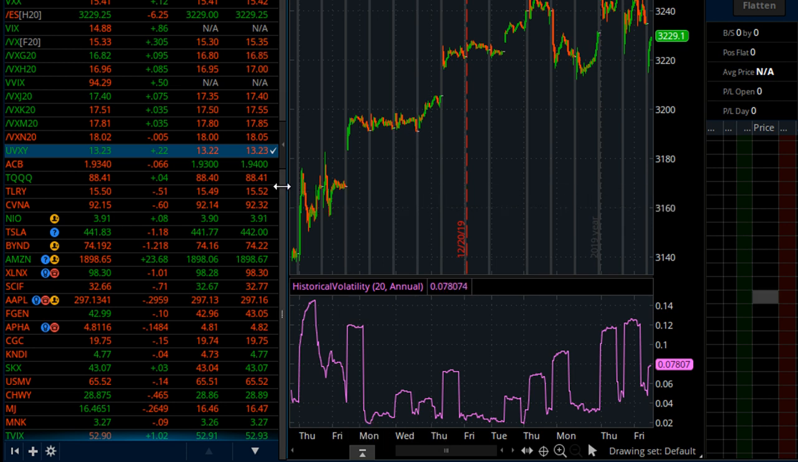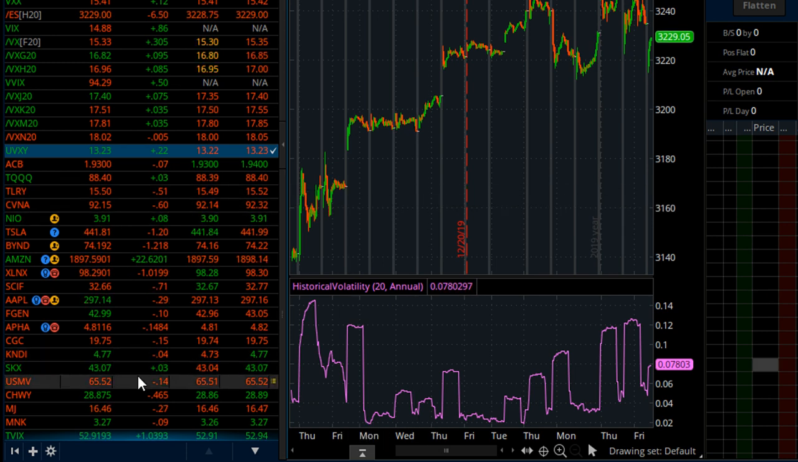Some people use the VVIX as an indicator, and if we were to do that, the VVIX is really not doing a whole lot, 94.31, but up 52 cents. So if you're going to use that as an indicator, it's not indicating anything really on the horizon here.